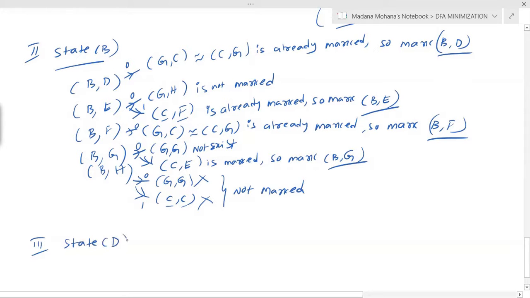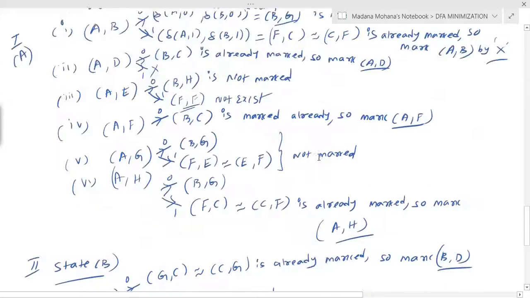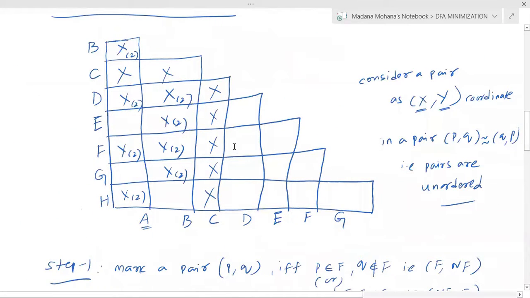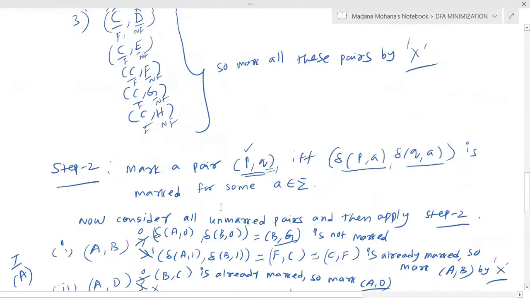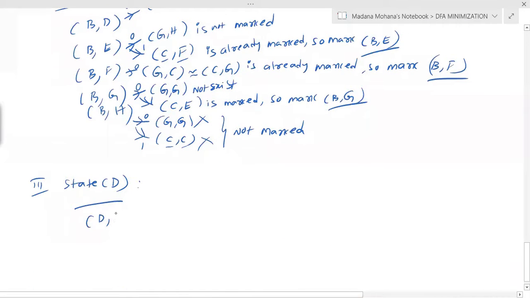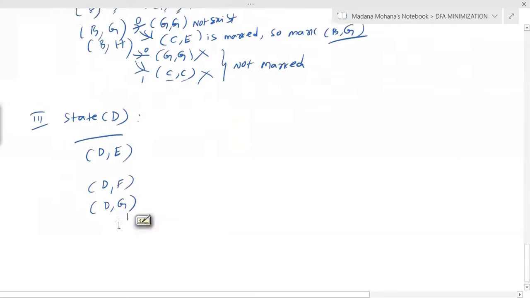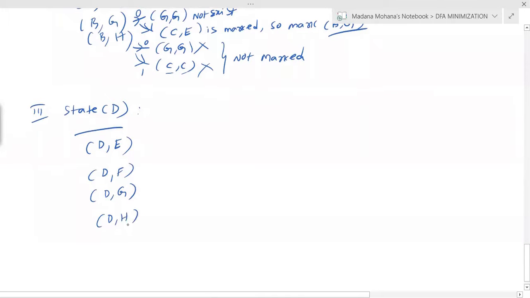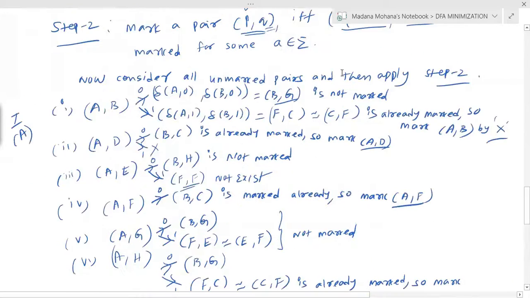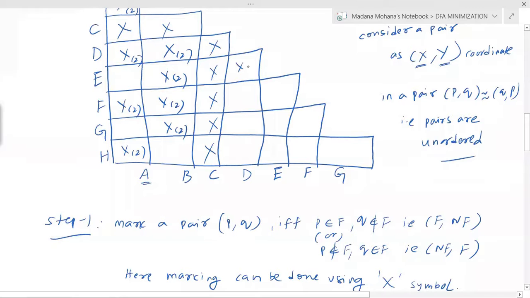Next, for the other state, you can take state D. Now with the D combination, what are the unmarked pairs? D to E, D to F, D to G, D to H. These are all unmarked. Similarly, find the delta values. Now D to E on 0, here you will get C comma H. So final C, non-final H, is marked. So mark D comma E. Now you can mark D comma E in the second step.